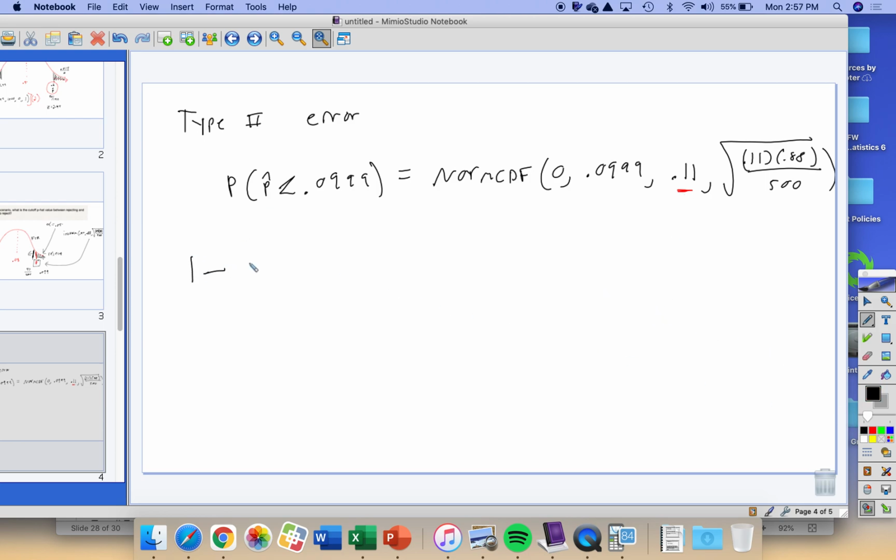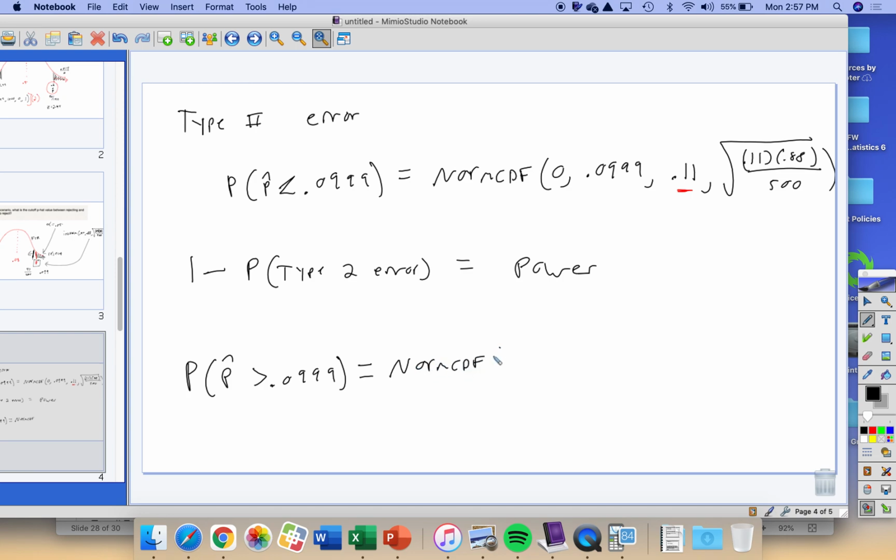And 1 minus the probability of type 2 error is called the power of a test, which is the probability that you successfully reject the null. And this would be the probability that p-hat is greater than 0.0999. So this all comes from the cutoff value of where I'm going to reject versus where I'm going to fail to reject, which is norm CDF, lower bound, upper bound, mean, standard deviation.